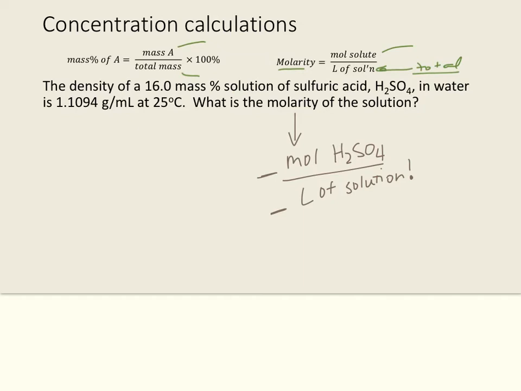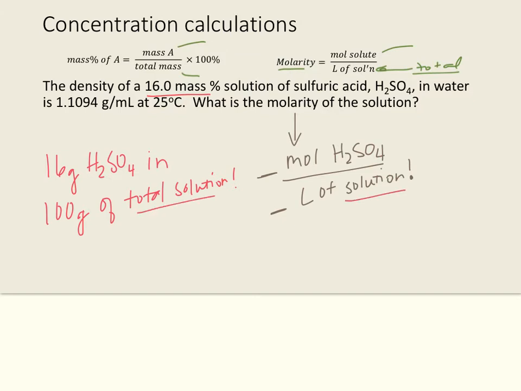And so another thing that I'm given here is the mass percent. Now 16 mass percent means that I have 16 grams of sulfuric acid in 100 grams of total solution. Okay, I don't have 16 grams of H2SO4 and 100 grams of water. I have it in 100 grams of total solution. So I see a connection here. And I also know that my density is 1.1094 grams per milliliter. So there's a way to go from grams to milliliters, or from milliliters to grams.